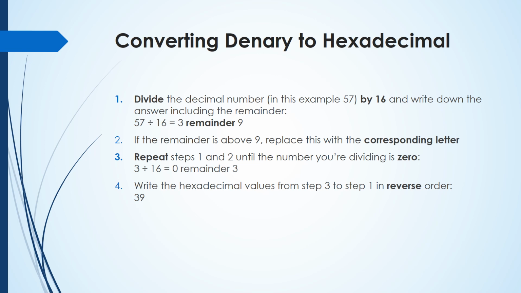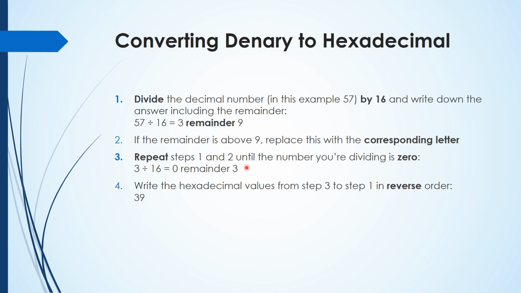Converting denary to hexa. This is a very simple process. Divide the decimal number, in this example 57, by 16, and write down the answer including the remainder. 3, remainder 9. If the remainder is above 9, replace it with the corresponding letter. Repeat steps 1 and 2 until the number you are dividing is 0. 3 divided by 16 is 0, remainder 3.